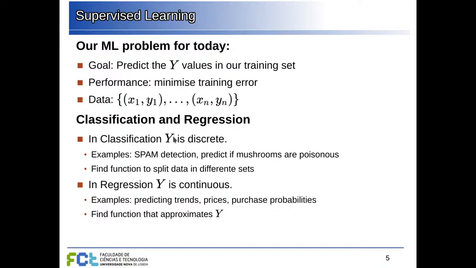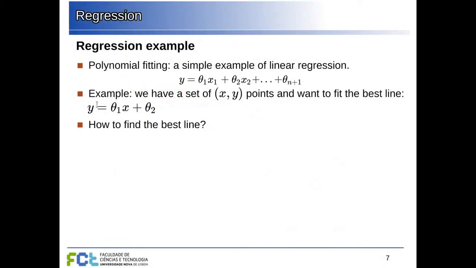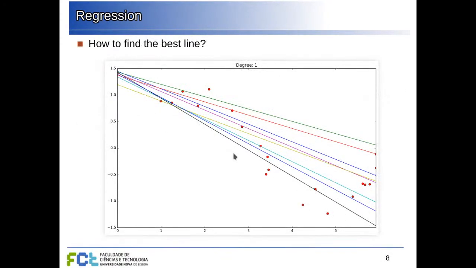In regression, you're trying to approximate the values as much as possible. So in this case, for example, this is a regression problem because ideally we want to find a line that is as close as possible to these points. But since we have this model here with only these two parameters, so our hypothesis class is a set of straight lines, we probably cannot get very close to the points because we are only using straight lines.